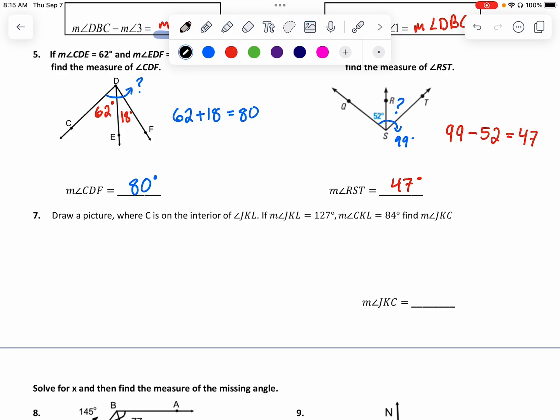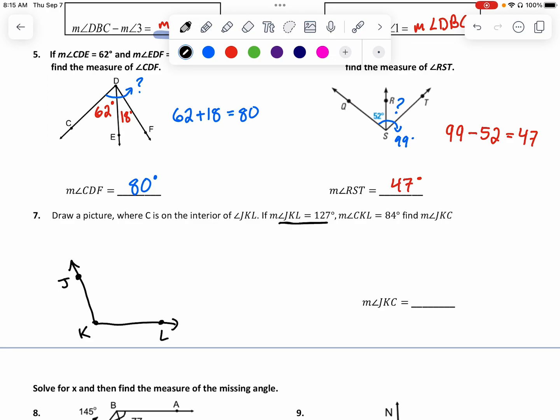Next up is drawing a picture. So we're going to break it down. So draw a picture where C is on the interior of JKL if measure of angle JKL is 127. So right there I'm going to stop. This tells me that it's an obtuse angle. So I'm going to draw an obtuse angle where K is in the middle. So JKL.